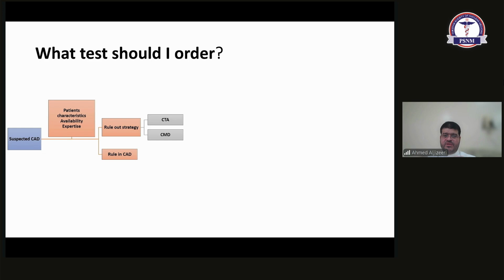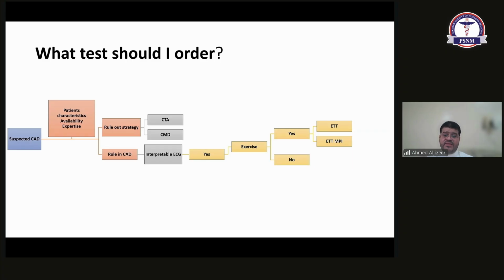If you want to rule in the disease, so your likelihood of the disease is high, but you want to know whether it is obstructive or not, then one would ask, is the ECG interpretable? If yes, and the patient can exercise, then exercise stress testing in combination with myocardial perfusion imaging. If the patient cannot exercise, then we have to resort to pharmacological myocardial perfusion imaging, which can be done with these modalities: echo, SPECT, PET, and stress MR. If the ECG cannot be read, then obviously we go directly for pharmacological stress testing.